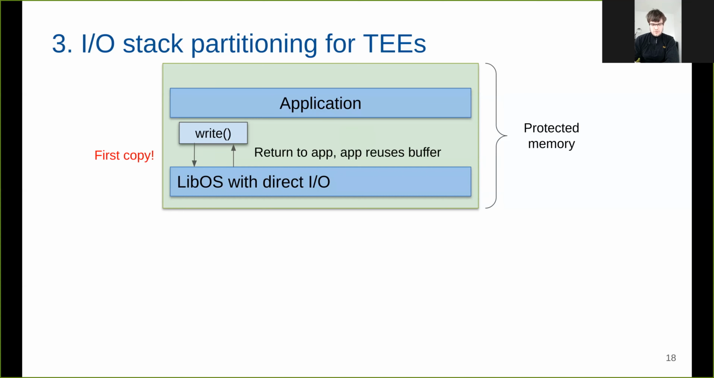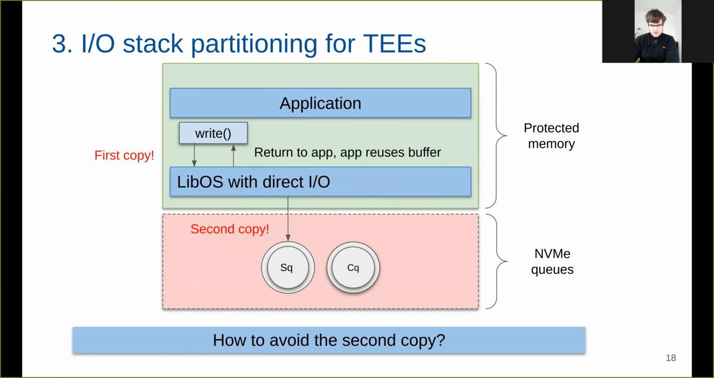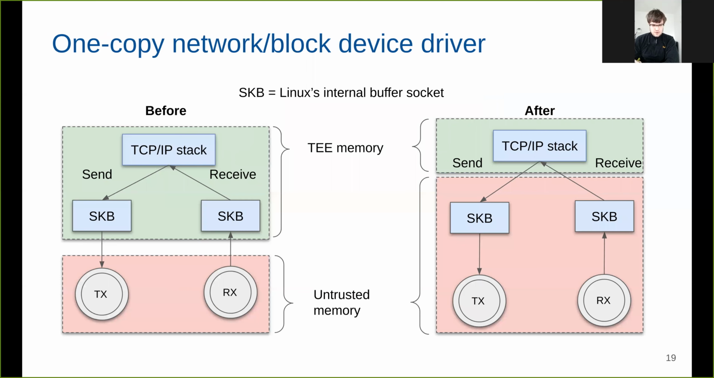And we cannot write everything straight to the block device because that would be quite slow. That means that in the naive implementation, we would need to perform a second copy when we actually want to write things to the NVMe drive or the network device. So the question is, how can we avoid this second copy? And the approach was as follows.